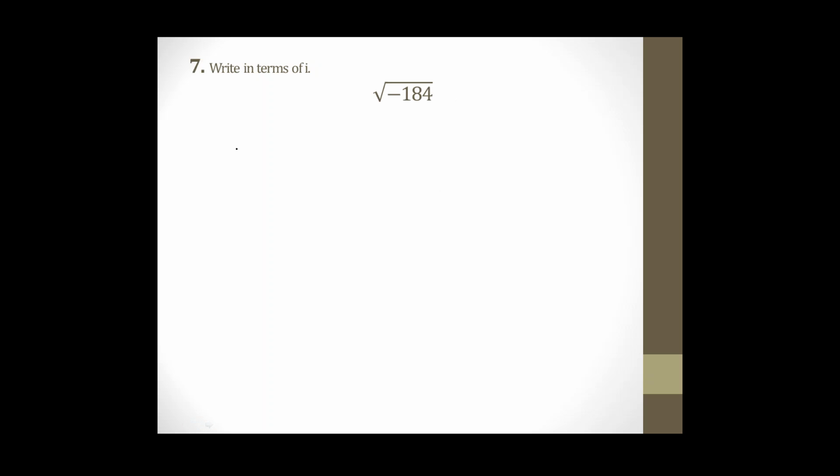Next question. Okay, now we have the square root of a negative number. We cannot have an even index and a negative number inside. That's not a real number. But like we said before, we can split this into the square root of -1 times the square root of 184. The square root of -1 is just i. Oops, I meant 4.